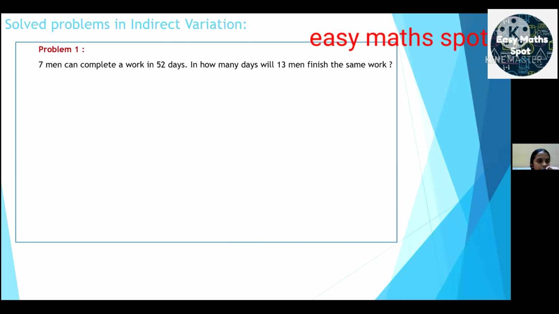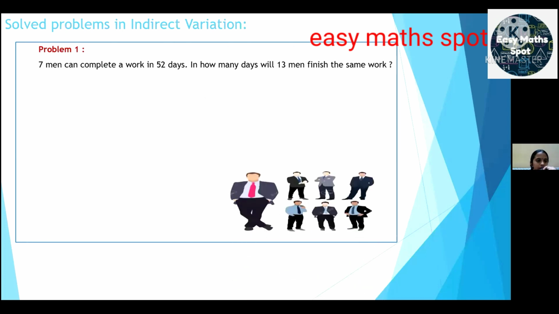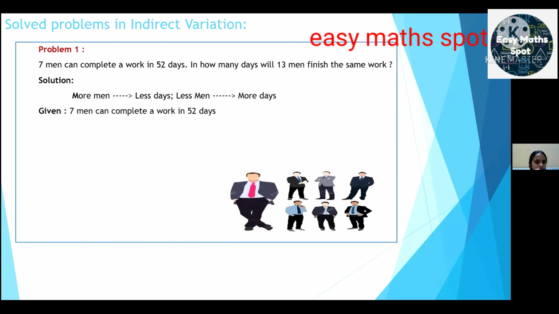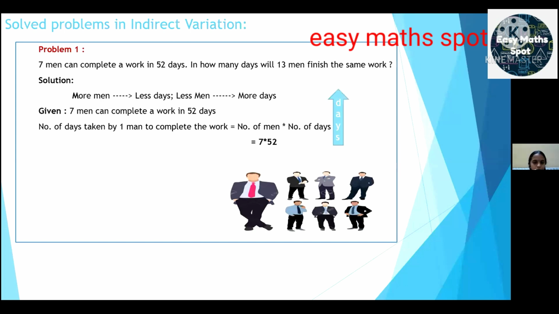Problem 1. 7 men can complete a work in 52 days. In how many days will 13 men finish the same work? Solution. More men take less days to complete the work. Less men take more days to complete the work. Given 7 men can complete a work in 52 days. Number of days taken by one man to complete the work equals number of men multiplied by number of days. That is 7 multiplied by 52.